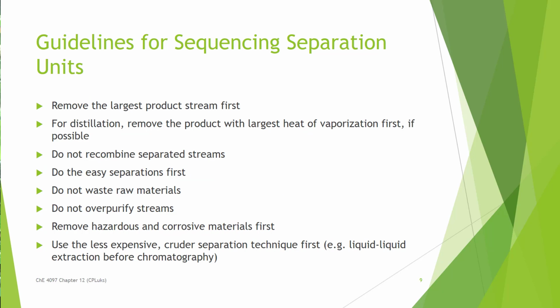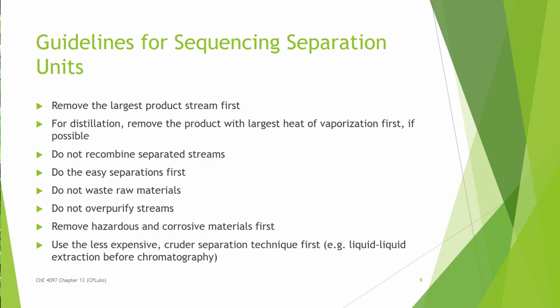In general, what we want to do is remove the largest product stream first, because that's going to mean that all subsequent equipment is smaller. And when we're doing the distillation, we would like to remove the product with the largest heat of vaporization first, if you can at all, because again, that will reduce the amount of energy consumed by our process. This sounds really obvious, but it's not. Be sure that when you separate streams that you don't later end up recombining things that you went to a lot of effort to separate out.